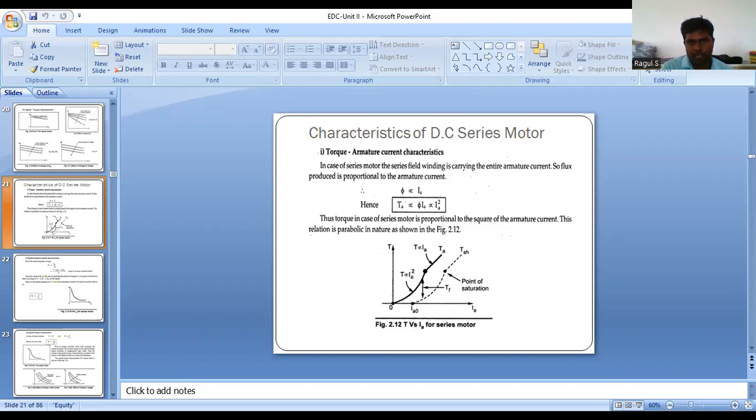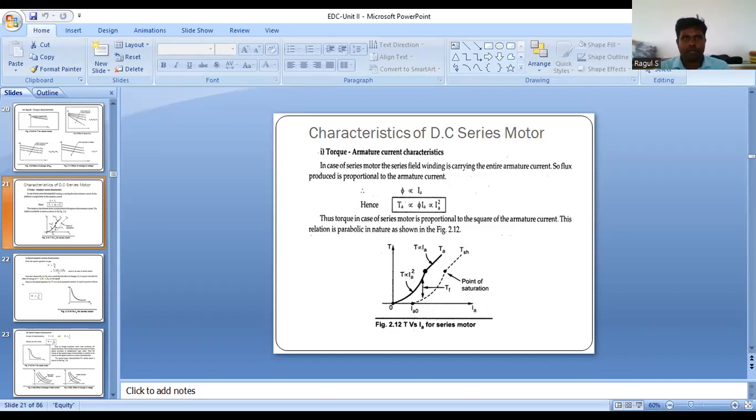We can clearly understand this through the graph. On the x-axis, we consider armature current. On the y-axis, we consider speed. Whenever the armature current increases, the speed is reduced, because in the starting stage the armature current is very, very minimum, and at that time the speed is very high. Gradually, as we increase the armature current, the speed decreases.